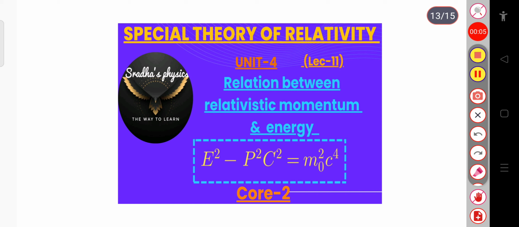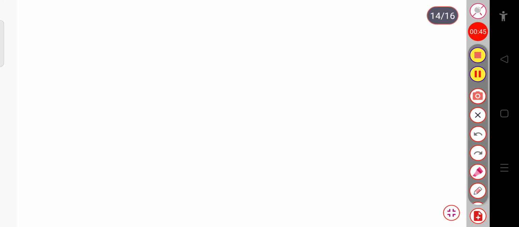In this part we will see the relation between the relativistic momentum and the energy. That is, E square minus P square into C square will be equal to m naught square into C power 4. Here, capital E represents the total energy of the body, P represents the linear momentum, C is the light velocity, and m naught is the rest mass of the body. When the body is at rest, it possesses the mass m naught. So let us start the relation between the relativistic momentum and energy.